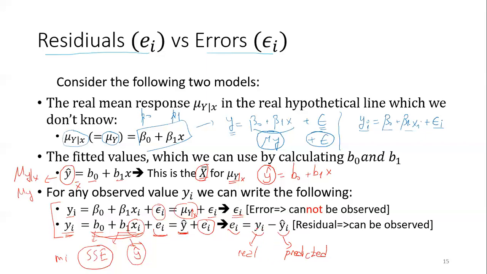So this is the vertical deviation between the real value and the predicted value, and this is what we call an error. The good thing is that we can observe them, right? Because we know the predicted value and we know the real value, I can just find the difference and observe the residual term.